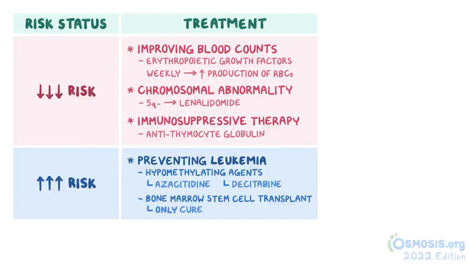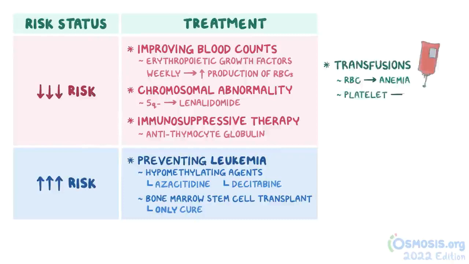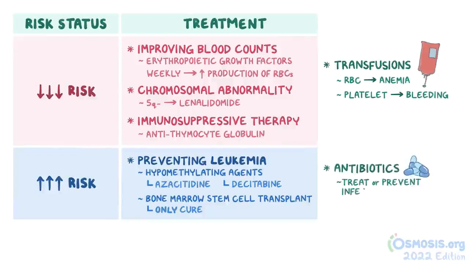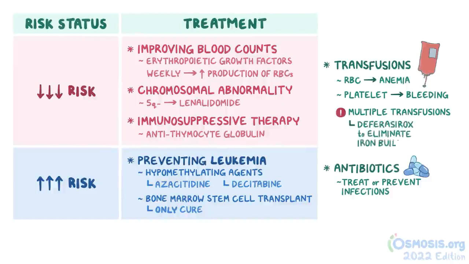Some treatment for MDS is also supportive and involves red blood cell transfusions to correct the anemia, platelet transfusions to treat or prevent serious bleeding, and antibiotics to treat or prevent infections. Sometimes, multiple transfusions may cause an iron buildup in the body, so an iron chelating agent, like deferasirox, may be needed to eliminate it from the body.